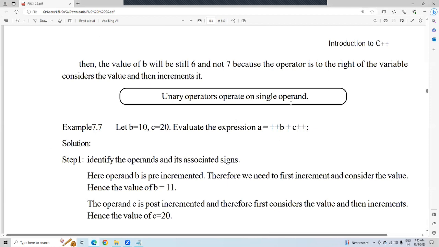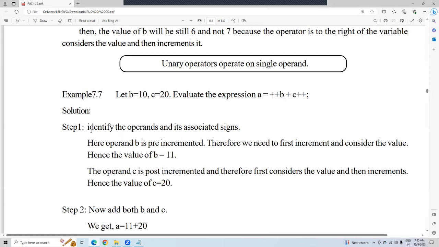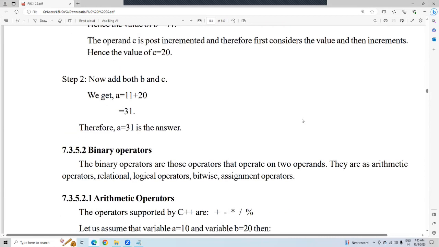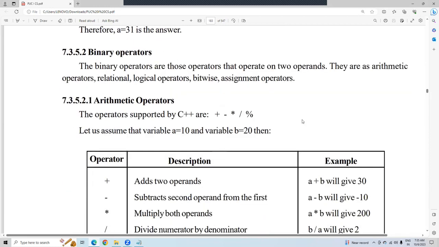Unary operators operate on a single operand. See, identify. Here they have given the same kind of equation. That procedure they have given, I have already explained. You just go through it and try it. Binary operators are those which require two operands. Binary stands for two, because binary's base is how much? 2, because there are 2 digits. A binary operator requires 2 operands.